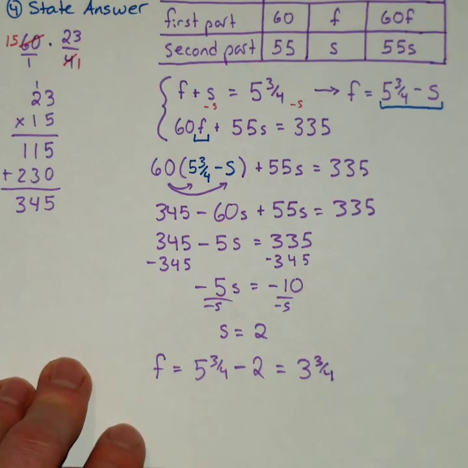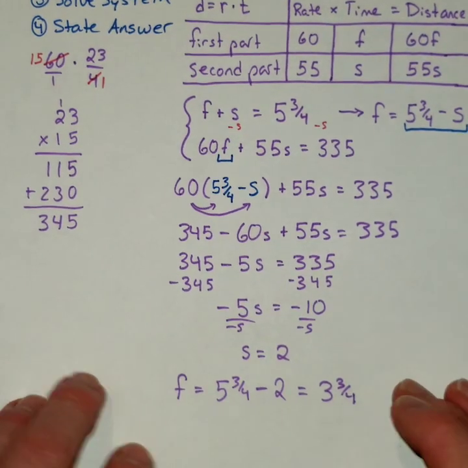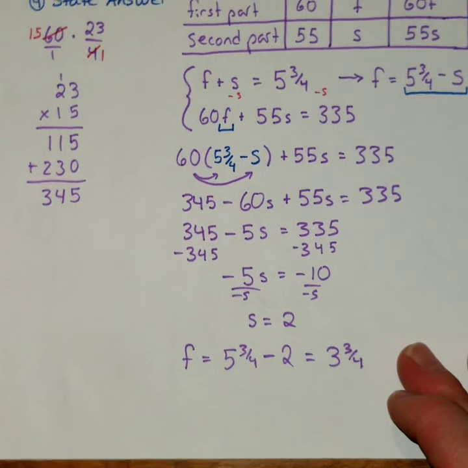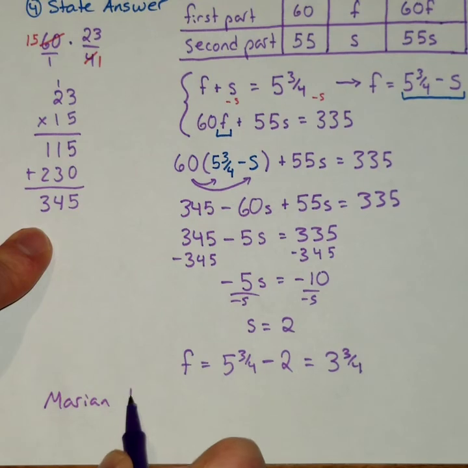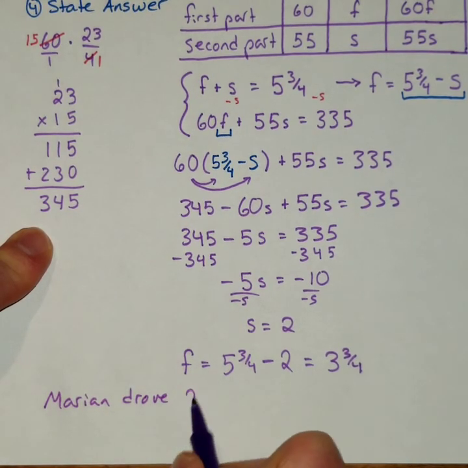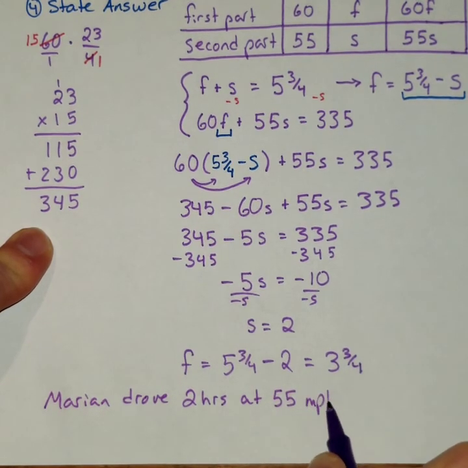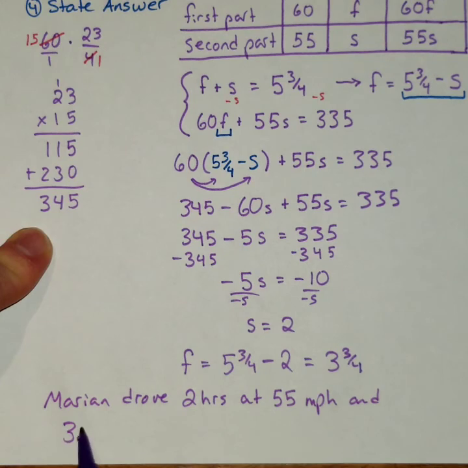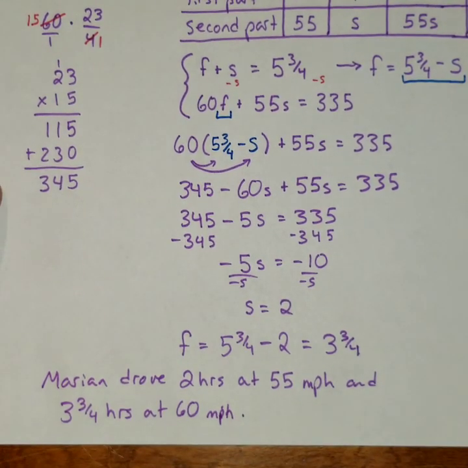And then I can just simply write out my answer. So I've already solved the system. Now I've got to state my final answer, and I'll do that way down here at the bottom. I'll say Marion drove 2 hours at 55 miles per hour and 3 3/4 hours at 60 mph, miles per hour. Okay, that gives me a good final solution.